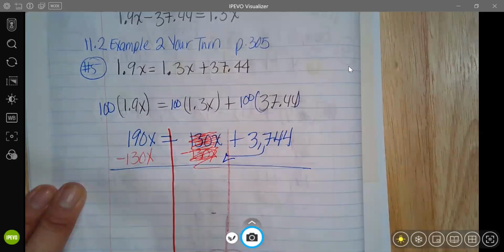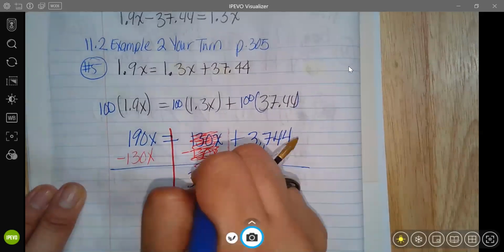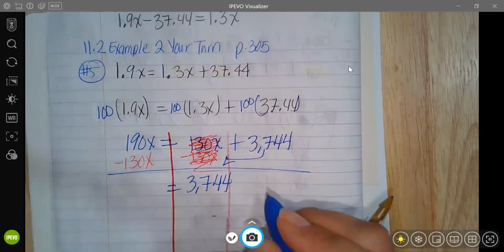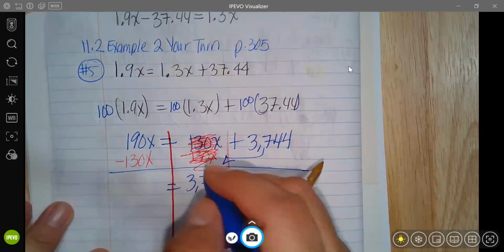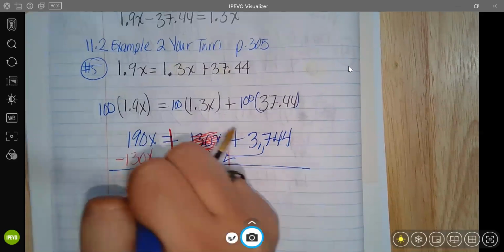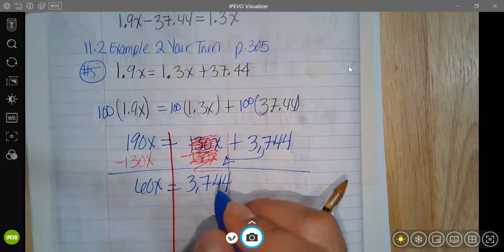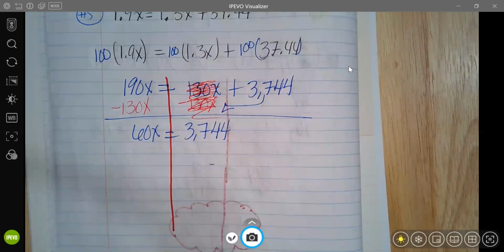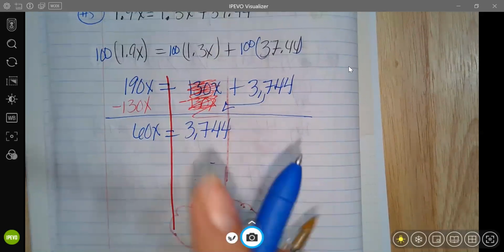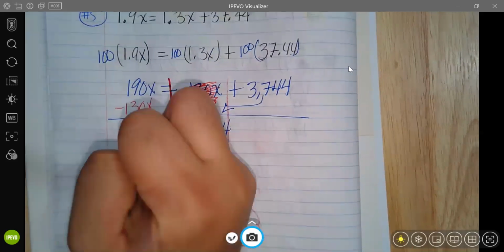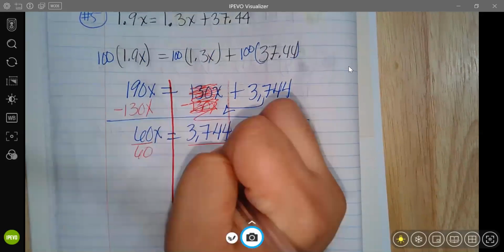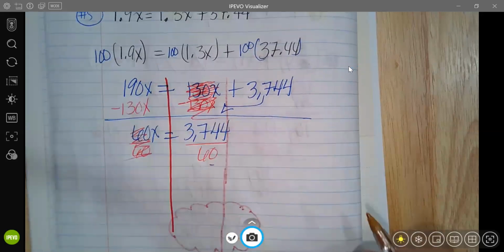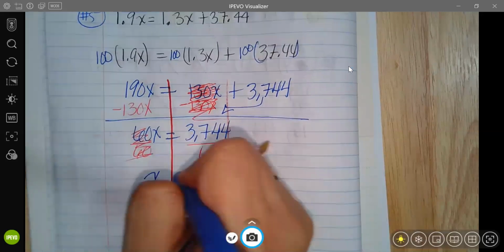And now I'm going to drop down the 3,744 equals 190x minus 130x. I'm left with 60x. And now we are almost there. I'm going to take that 60x, I need to get it by itself since it's multiplying. I'm going to take the opposite of multiplication, which is division. This is going to cancel out. That 60 divided by 60 gives us 1, leaving us x by itself.